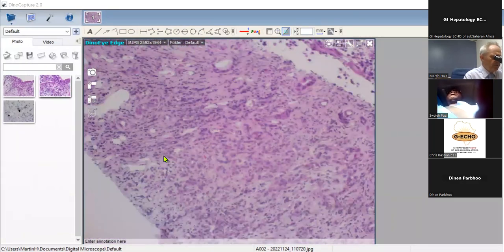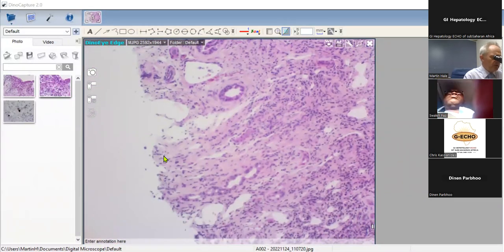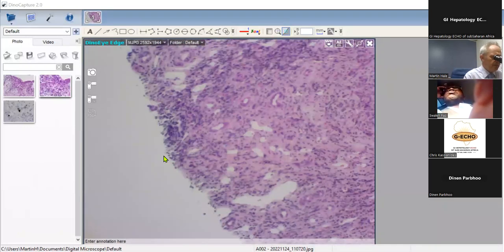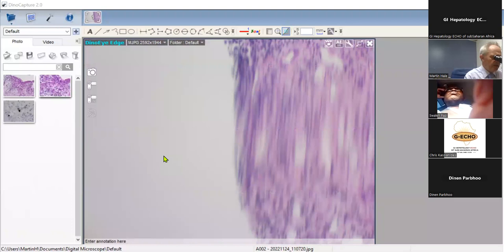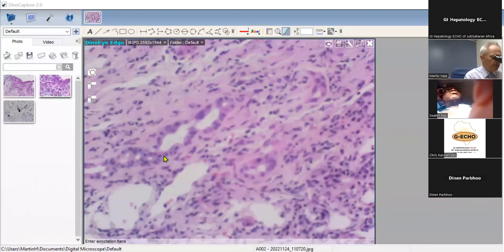So how are we going to prove that? Well, unfortunately, it's rather difficult on this particular biopsy because of the fragmentation. But nevertheless, hopefully I can demonstrate why we think it is that. So here, for example, you can see a very abnormal looking proliferating bile duct. That's not a normal proliferating bile duct. You can see the nuclear pleomorphism, the hyperchromatism, and look at the size of that nucleus compared to the size of that nucleus.